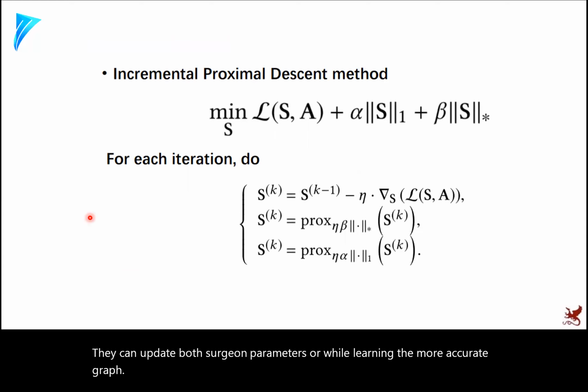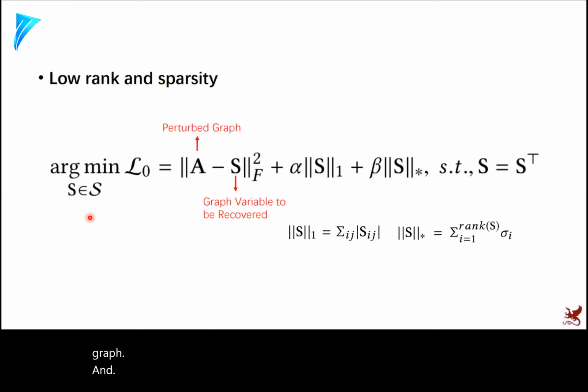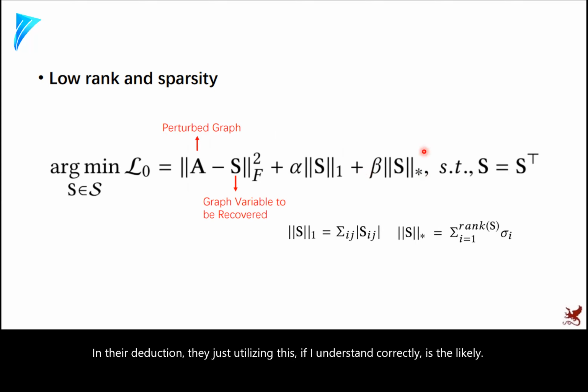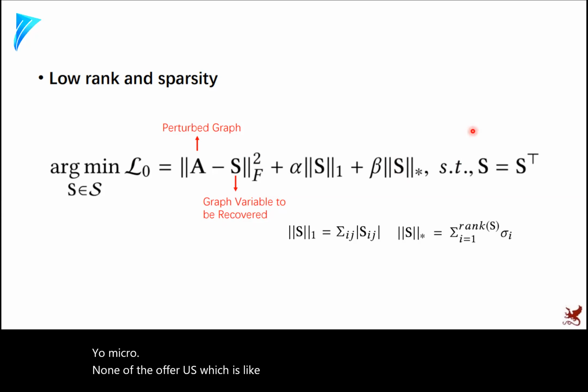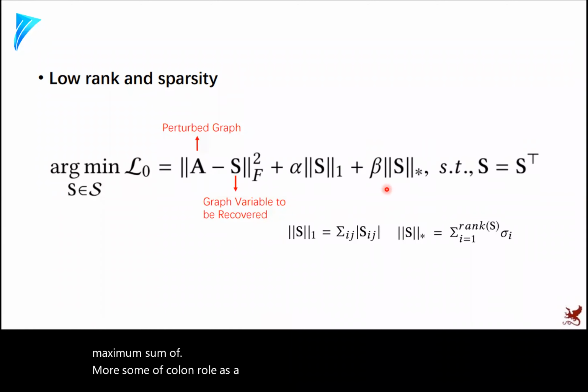Daniel, I have a question here. For the low rank constraint, do we need to specify what should be the rank for the S? In their deduction, if I understand correctly, they utilize the infinity norm of S, which is the maximum sum of column and row, as a rank. It is my understanding.